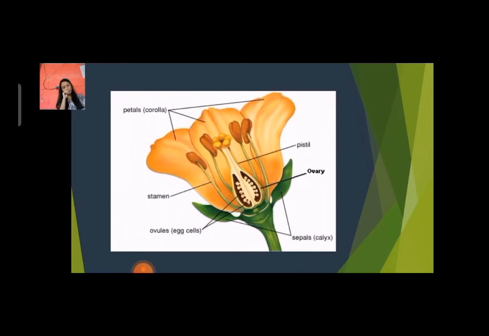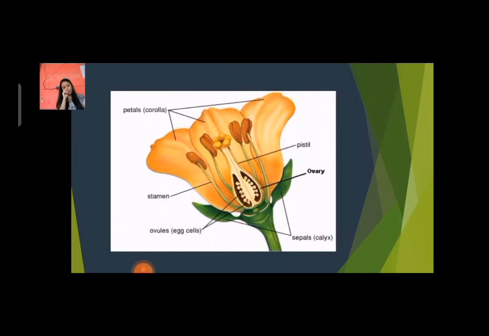Petals are modified leaves that surround the reproductive parts of a flower. They are often brightly colored or unusually shaped to attract pollinators. Next is stamen. Stamen is the pollen-producing reproductive organ of a flower. Collectively, the stamens form the androecium of a flower. Next is the ovule, a plant structure that develops into a seed when fertilized.